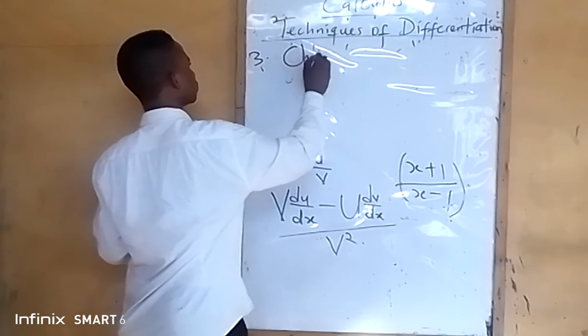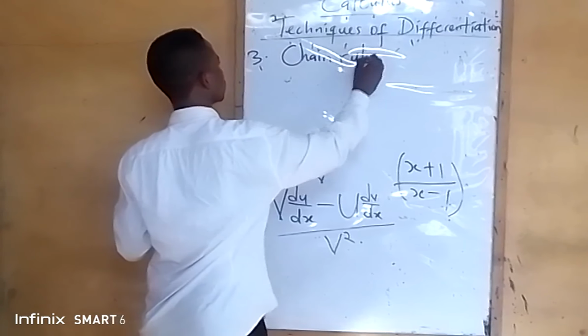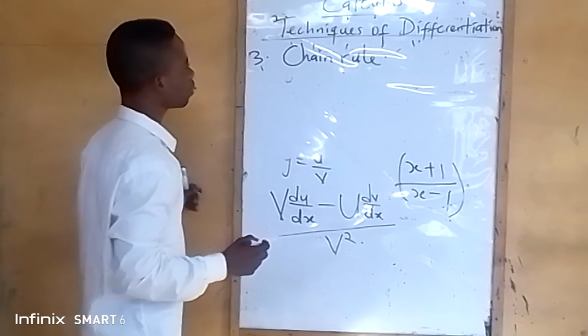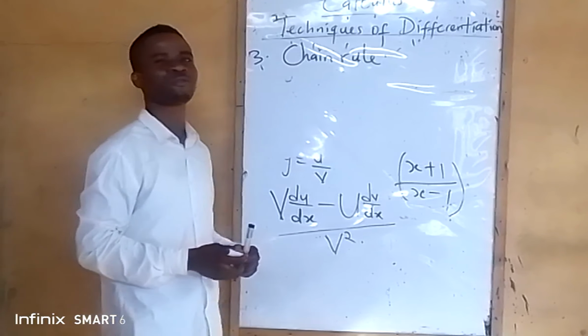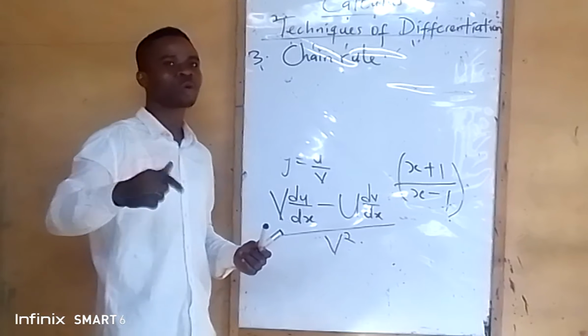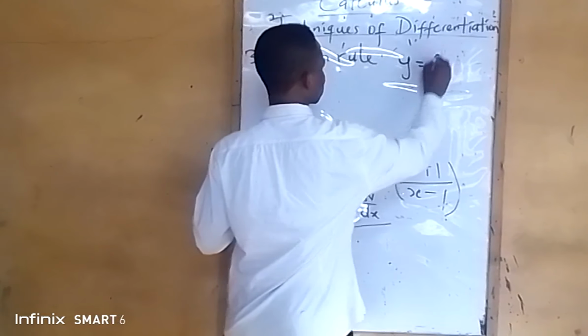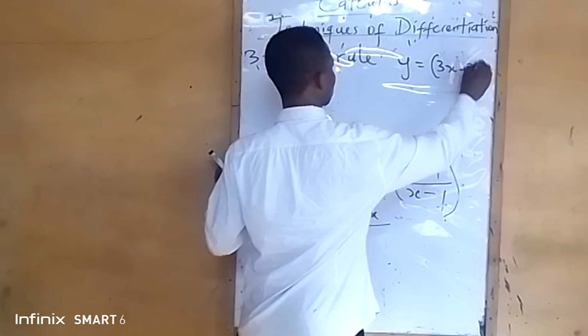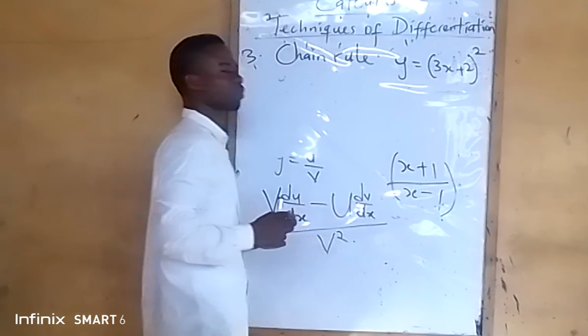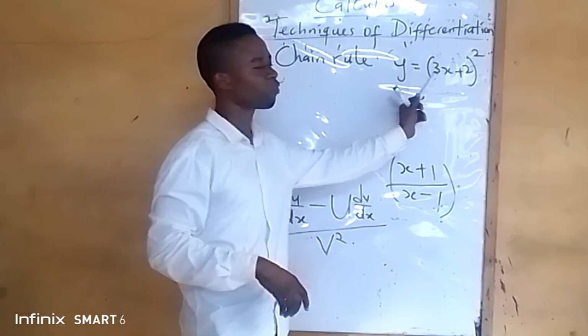Lastly, we have what is called chain rule. Chain rule. When are we going to use chain rule? When we are having a function of a function. Like when you are having something like this. You are having a function of a function. This is what we call an example of a function of a function.